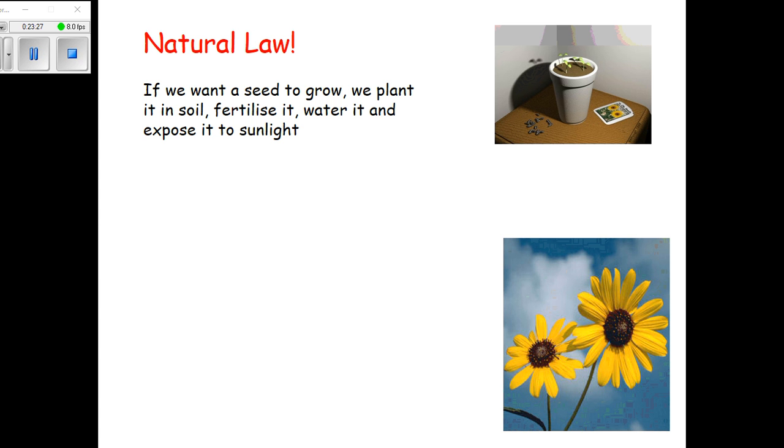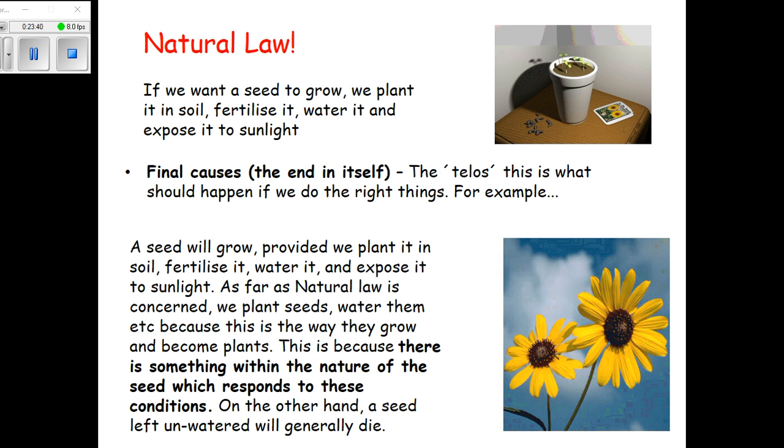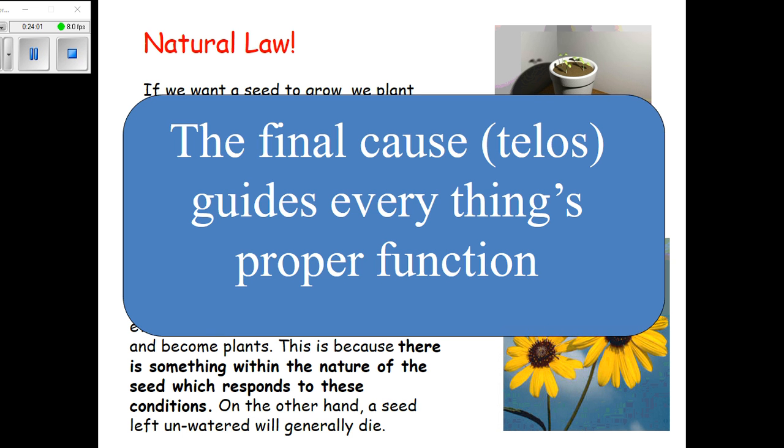So if we want a seed to grow, we plant it in soil. We fertilize it and water it and expose it to sunlight. Final cause, the telos, this is what should happen if we do the right things. For example, the seed will grow, provided we plant it in soil, fertilize it, water it, expose it to sunlight. As far as natural law is concerned, we plant seeds, water them, etc., because this is the way they grow and become plants. This is because there is something within the nature of the seed which responds to these conditions. It's the same with an apple tree, it's the same with a human, it's the same with anything. So the final cause guides everything's proper function.